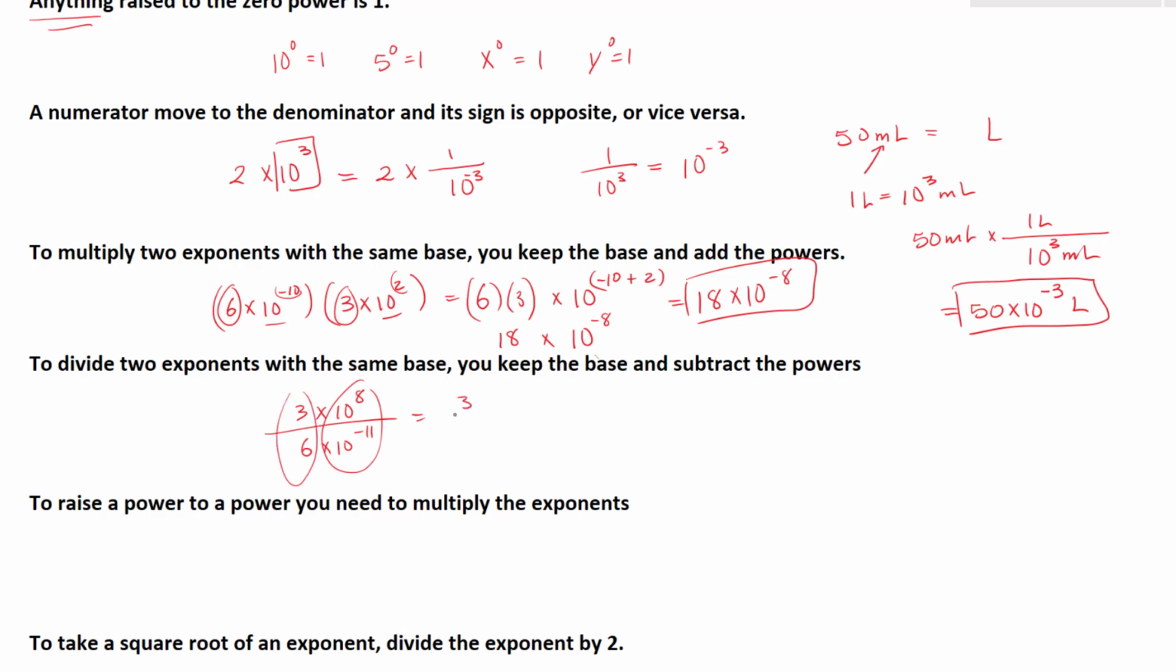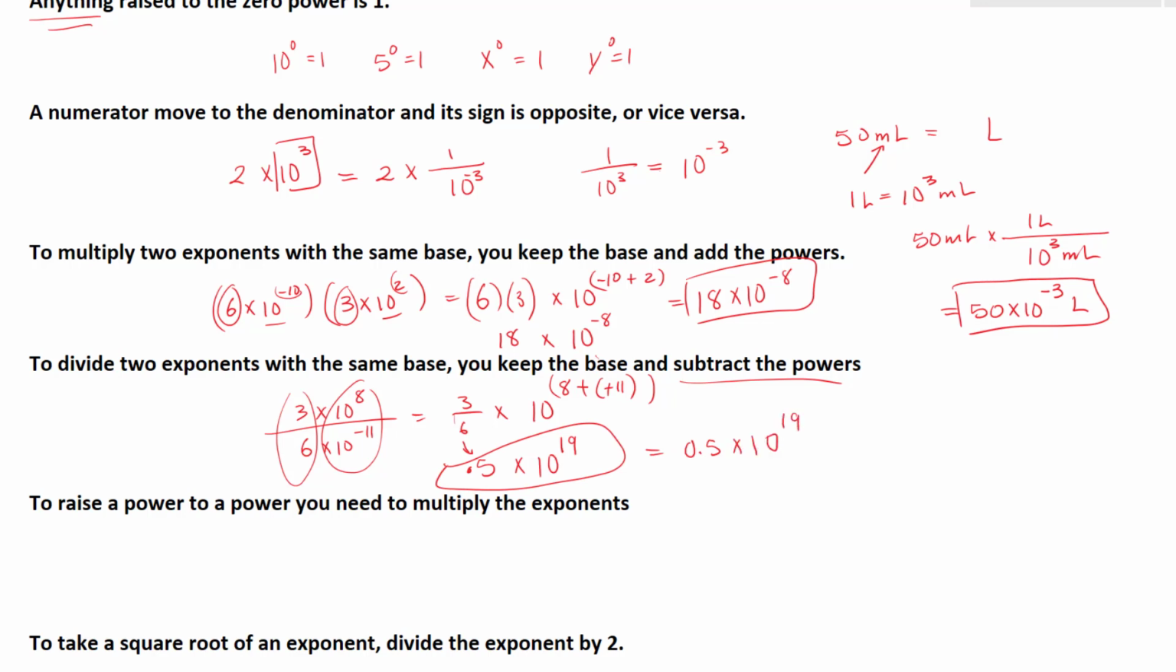In this case, we have 3 divided by 6, and that's the beauty of multiplication: we can break it into parts. Here we have 10, and for this case, we subtract the exponents, the top minus the bottom. So 3 divided by 6 is 0.5. That's easy, isn't it? And then 8 minus 11, which is 8 minus negative 11, is like adding, so 10 to the 19. And that is our answer: 0.5 times 10 to the 19 power.